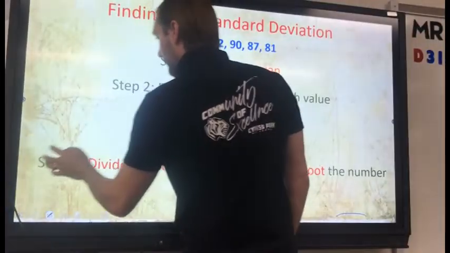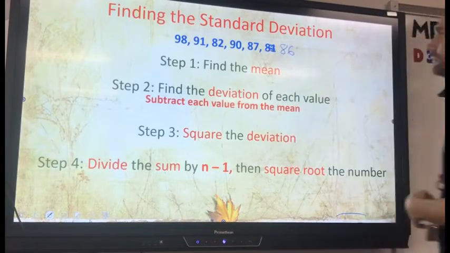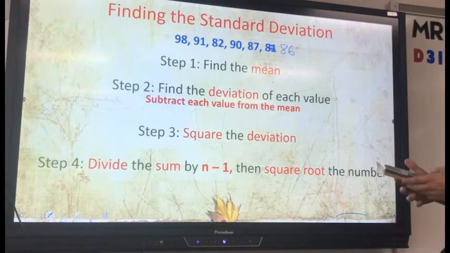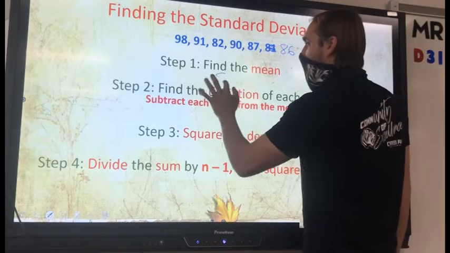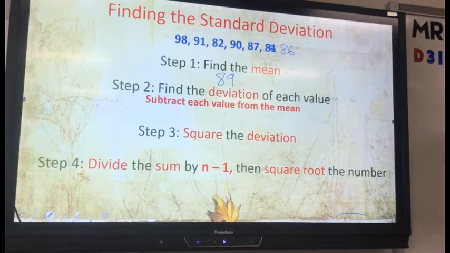Okay? Let's see, have we gotten this far? Did we find the mean to be 89? Yeah. Score of 89, okay. Good, because if you had something different, everything else is wrong, right?